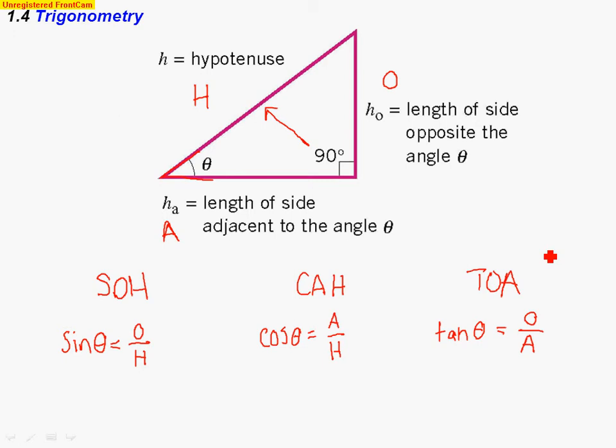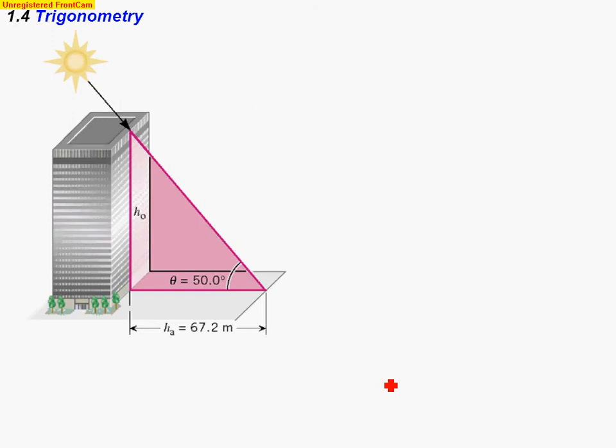So these three equations are useful if you know one of the sides and the angle, and you want to find out the other side. Or if you know two sides and you're looking for the angle and you want to solve for the angle theta. Either of those situations is where you want to use these equations. So let's look at an example.